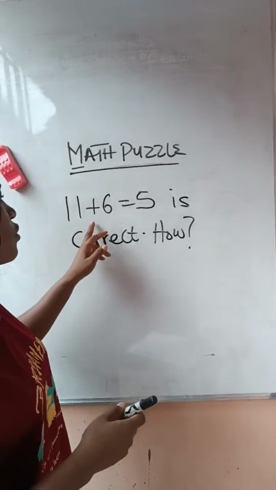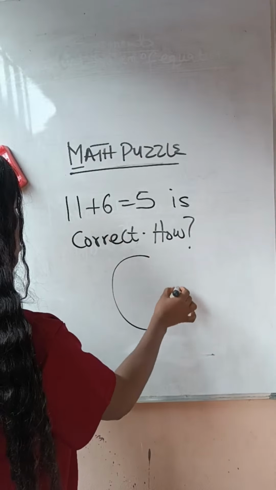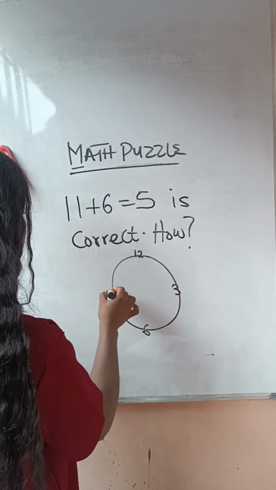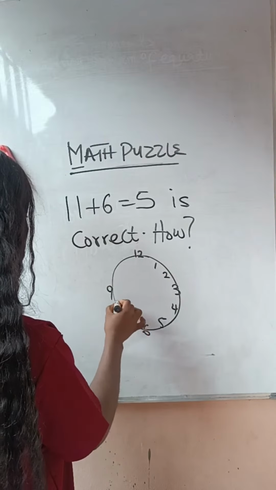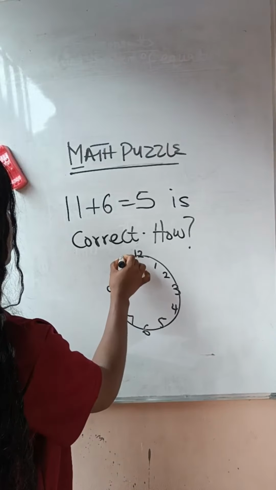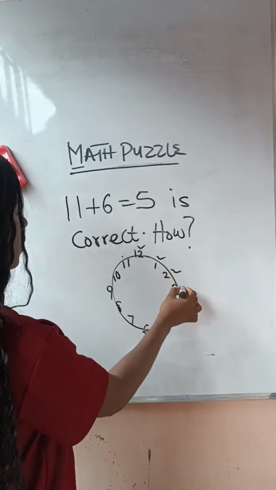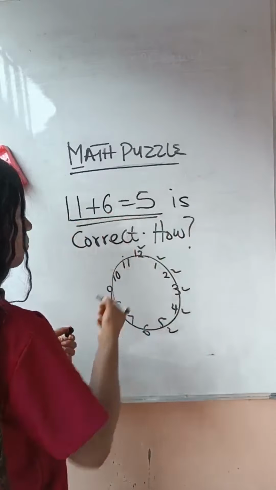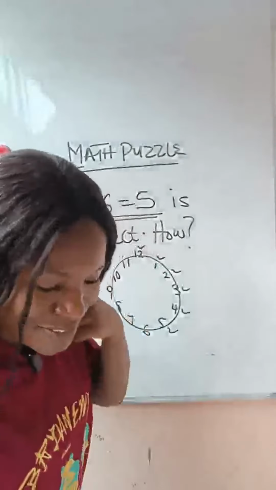Now we have 11 plus 6 equals 5. Remember that if you have a clock, okay, we have 12 here, we have 6, we have 3, and we have 9. We have 1, 2, we have 4, 5, we have 7, 8, we have 10, 11. So we have 11 here, right? If we add 6 to 11, where are we getting to? We have 1, 2, 3, 4, 5, 6. That will give you 5. And this is where this is coming from. It is the clock. Now you see it's the clock.